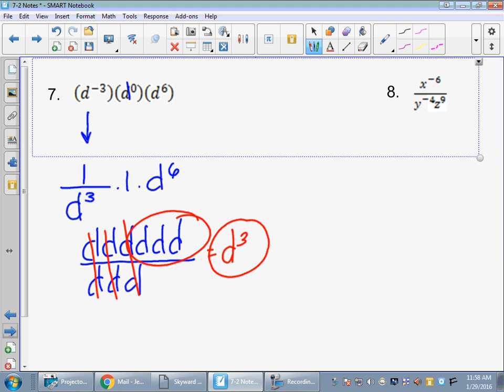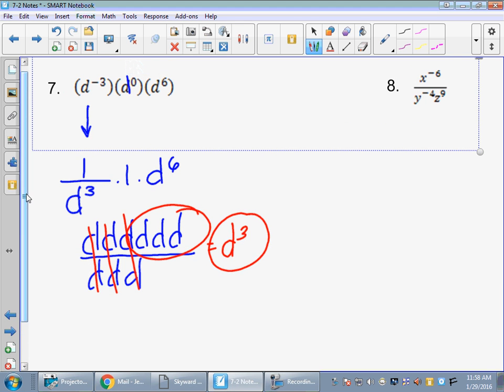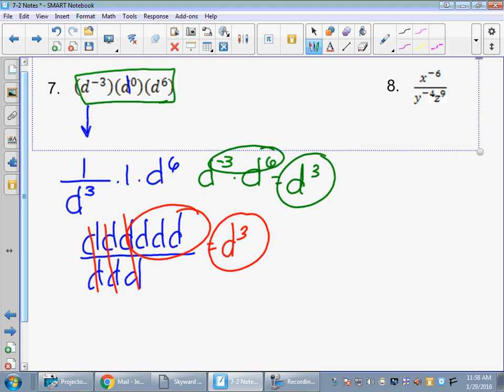That's using expansion. If I'm going to use the rule, I still realize that I had to flip my d to the 3rd, or I could just simply say, well, I'm multiplying. So d to the negative 3rd times d to the 6th. I add these exponents, and I get d to the positive 3rd. I don't have to worry about flipping. I just use a different rule. That's the multiplication property. D to the 0 still turned into 1 in each case.